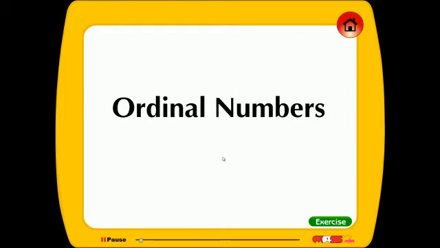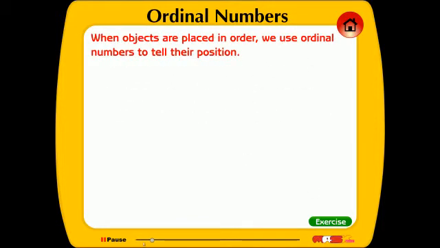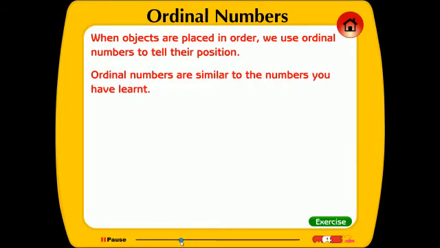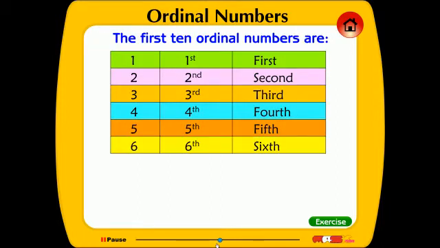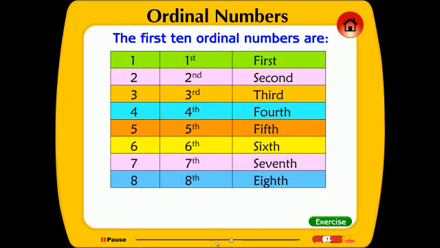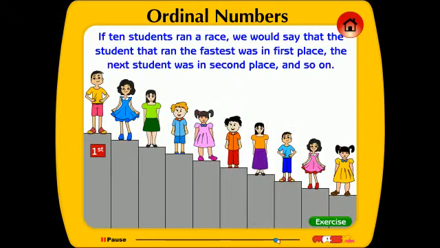Ordinal numbers. When objects are placed in order, their positions are described by ordinal numbers, similar to the numbers you have learnt. 5th, 6th, 7th, 8th, 9th and 10th. Second place, and so on.